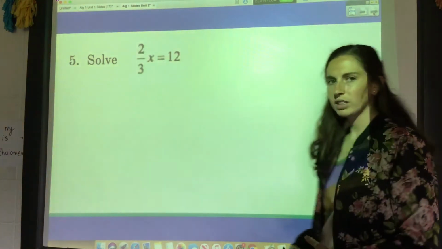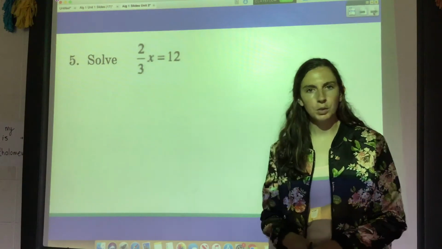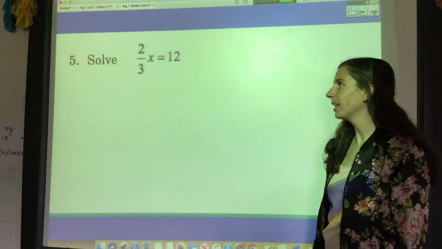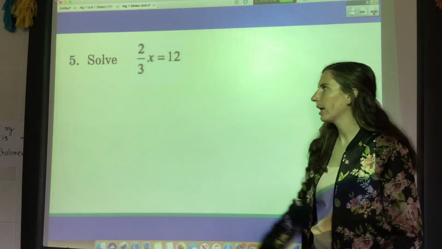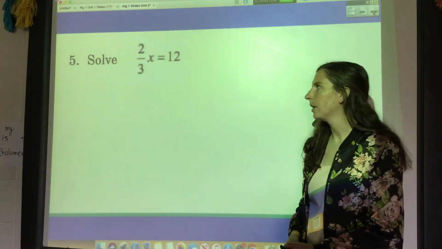So we're going to do 3 more examples, this time getting into a few fractions. There are a few ways you could handle this one. If I want to solve this, again, I just want to get x by itself. So somehow I got to get rid of 2/3. And there's a couple ways you can do that.